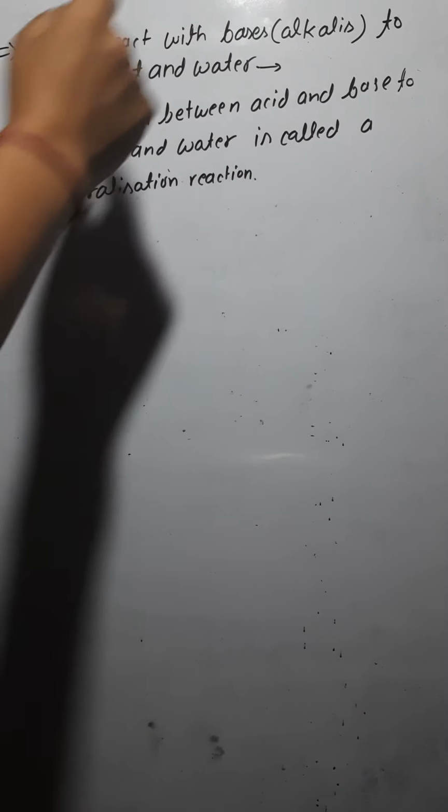Hello dear students, so today we will move ahead in the second chapter of class 10th science, that is Acids, Bases and Salts, where we are discussing the chemical properties of acids and bases. So today we have the next property of acids and bases, and this is: acids react with bases, also known as alkalis, to form salt and water.